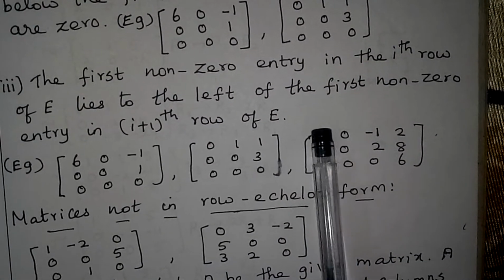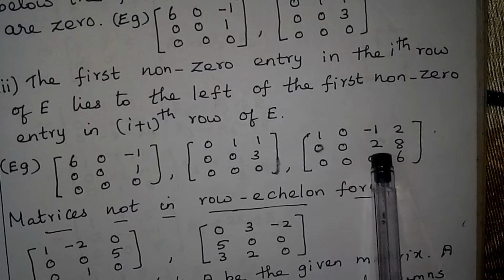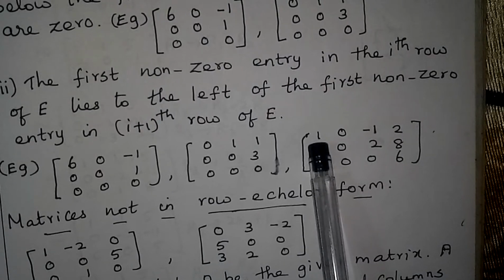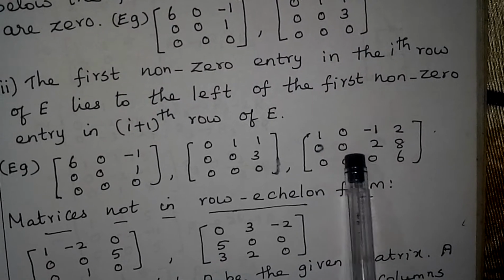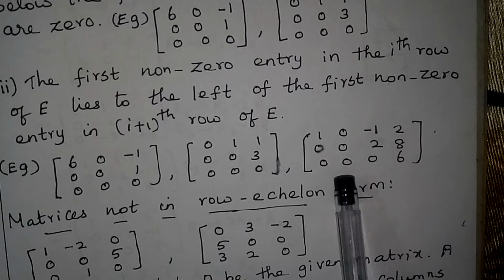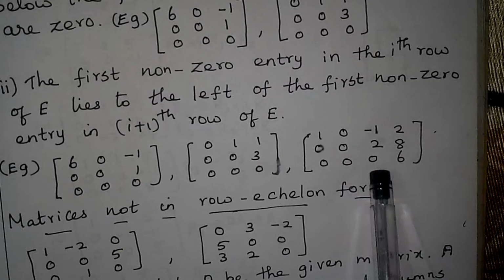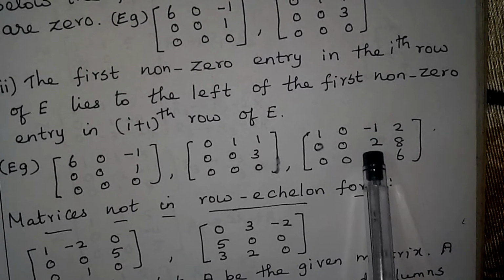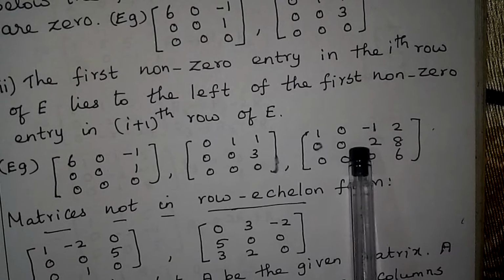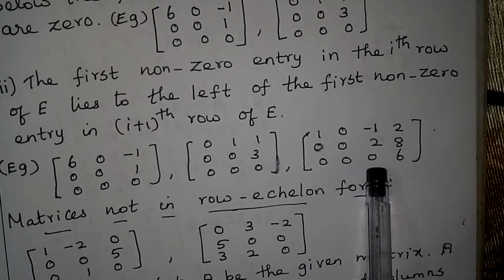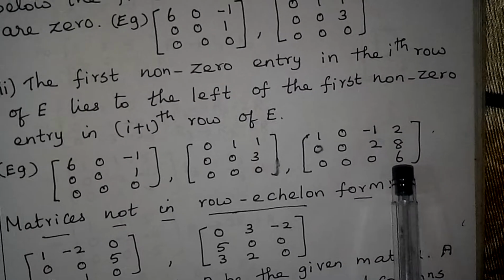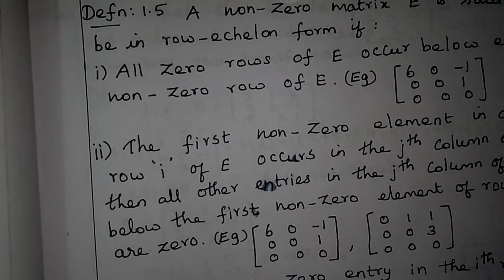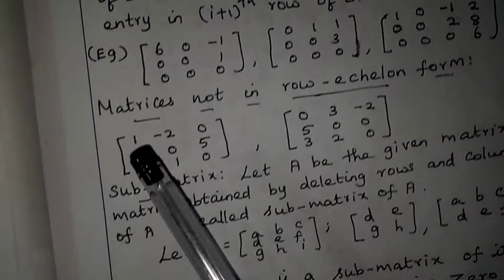In the first row, the first element is non-zero. In the second row, only the third element is non-zero. So the first non-zero element in the first row lies towards the left side of the first non-zero element in the second row. Same way if you see the third row, the first non-zero element is in the last place. So the first non-zero element in the previous row, that is in the second row, lies towards the left side of the first non-zero element in the third row. So if these three conditions are satisfied, only then you can say the given matrix is in the row echelon form.